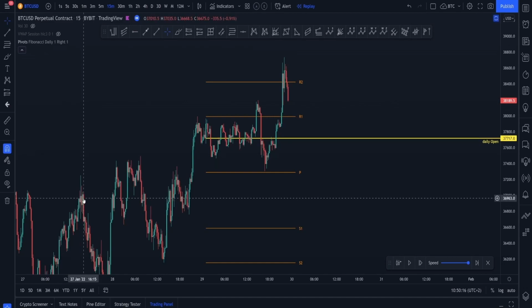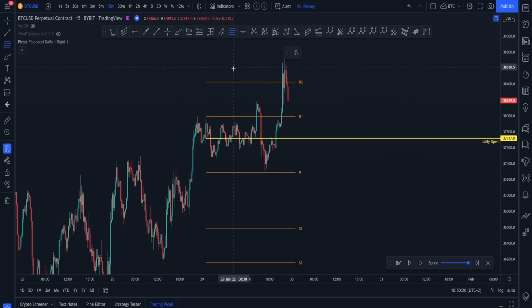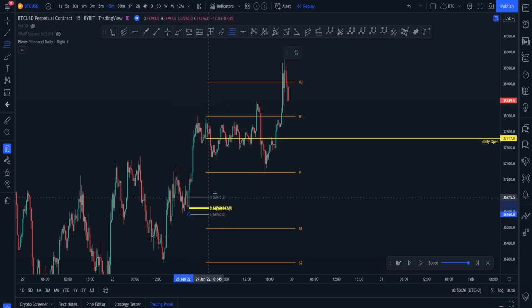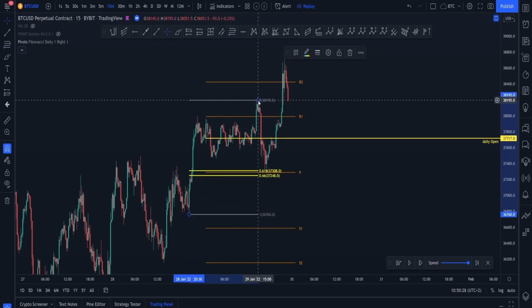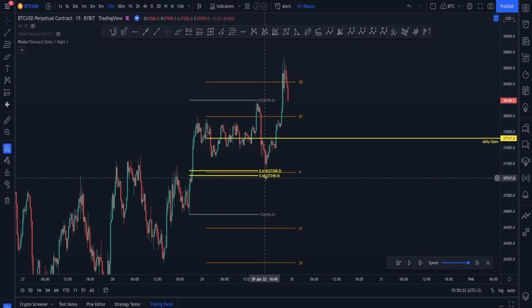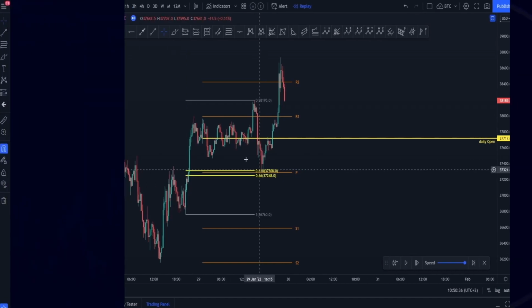We recommend that you always use confluence when attempting to find a trade entry using the pivot points system. Here, for example, we could have used a Fibonacci retracement from low to high to find a very nice confluence of our center pivot with the CC.